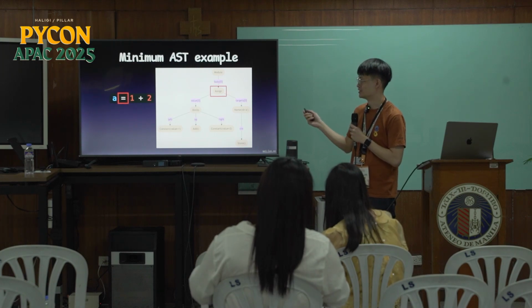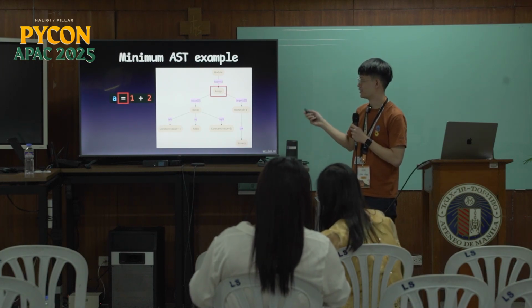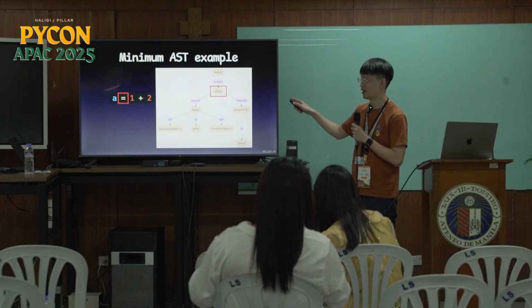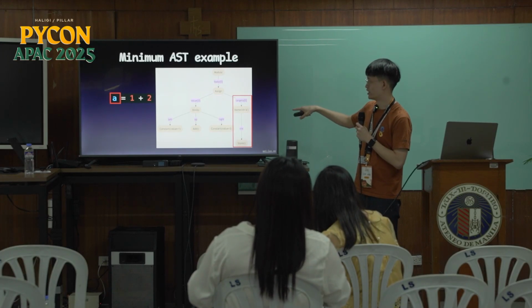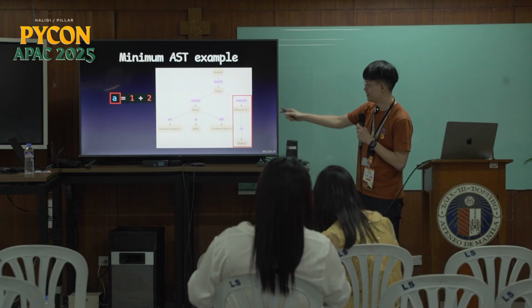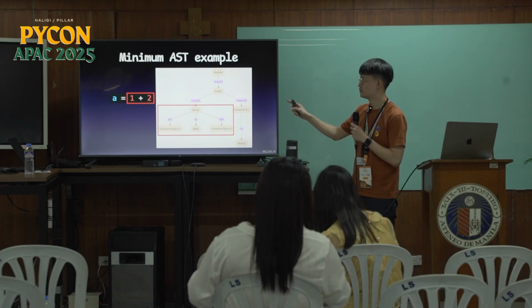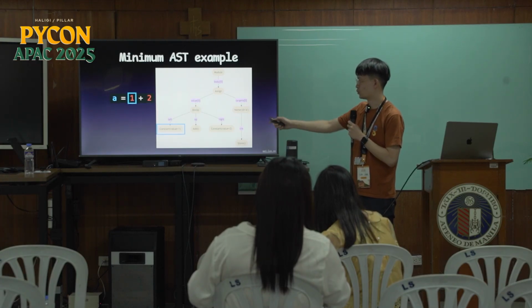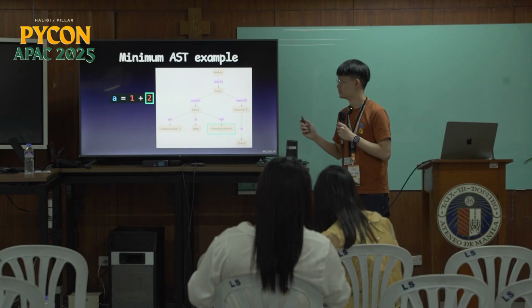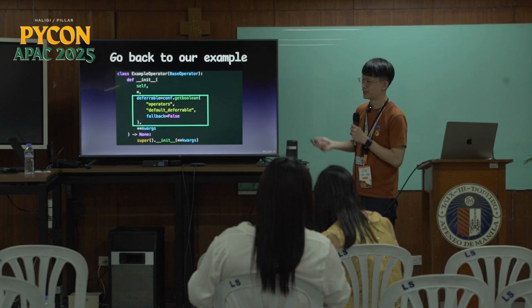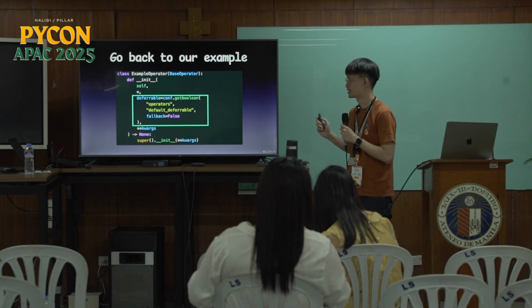So here, it's an assignment from the module, and after that, you can get the target and the value you are going to assign. There's a Name with id a, and there's 1 plus 2 because it's a binary operator plus. So it's a constant 1, and this is the Add operation, and it's a constant 2. And go back to our example. This is what we want to check.